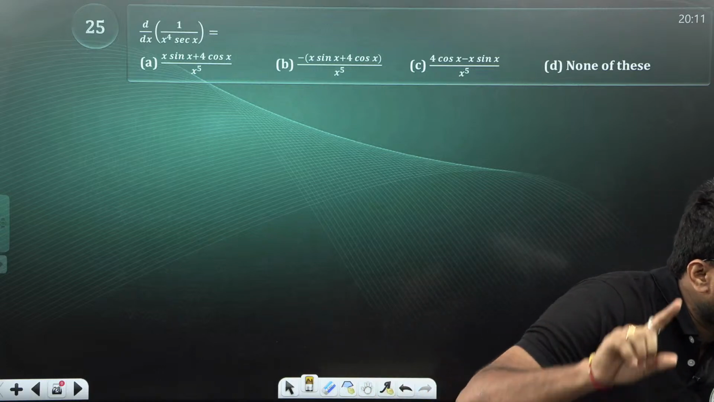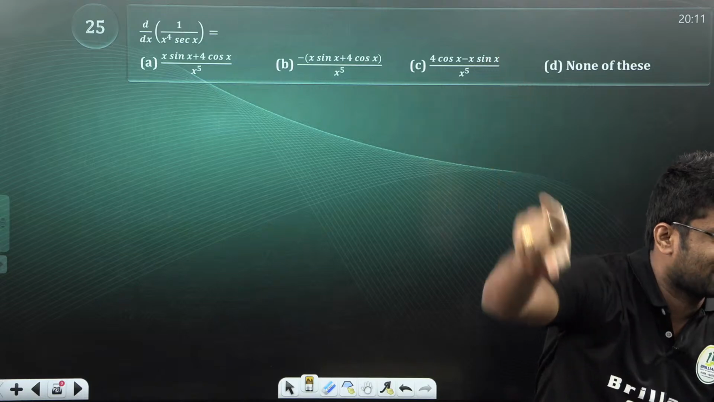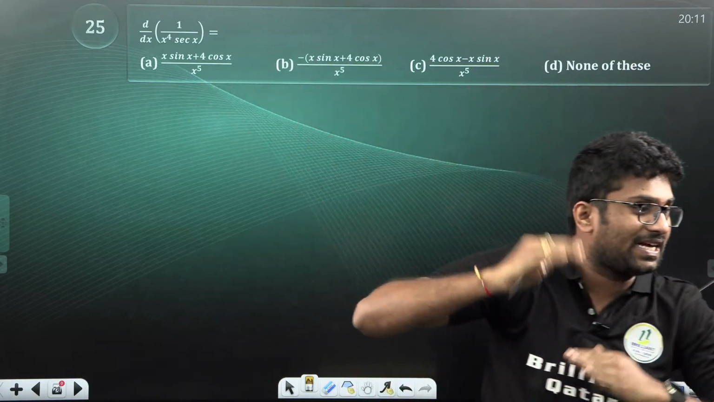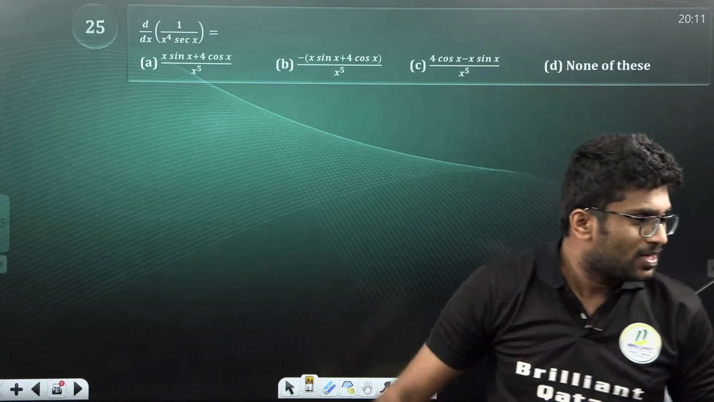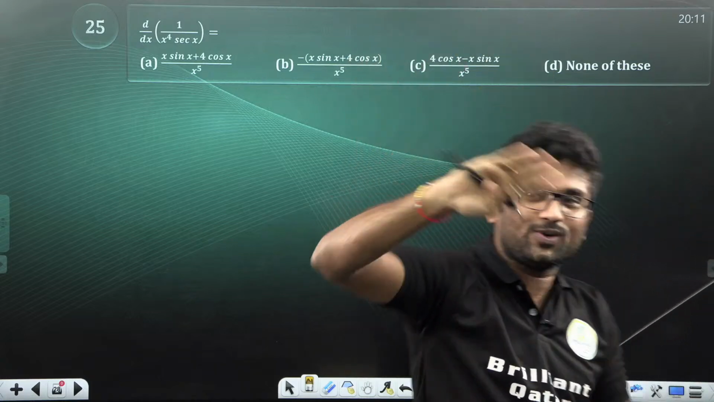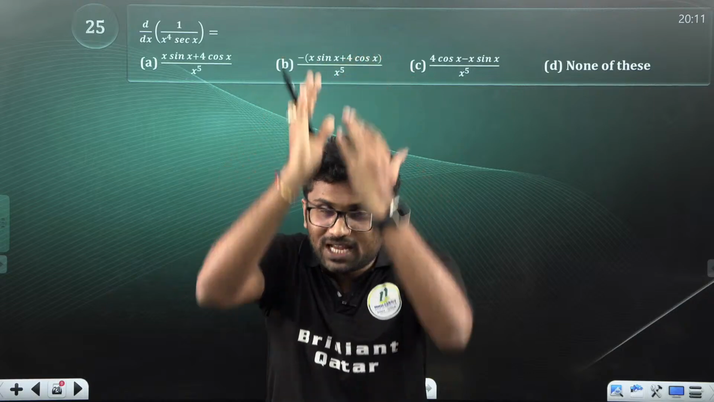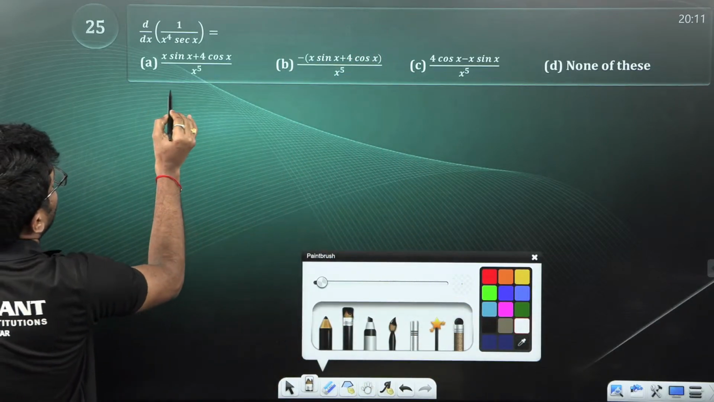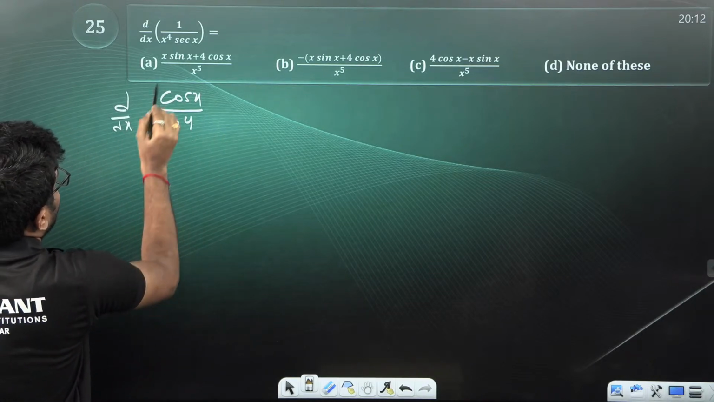Quotient rule. Yes, Stuti. Yes, we have to write this 1 by secant as cos x, Ashmita. Quotient rule is fine. Ashmita, good. Stuti, good. Mr. Rohit, sir. Very good. That's it. Take this secant x to the numerator. So what do you get now? You get cos x divided by x power 4. Now find the d by dx of this.